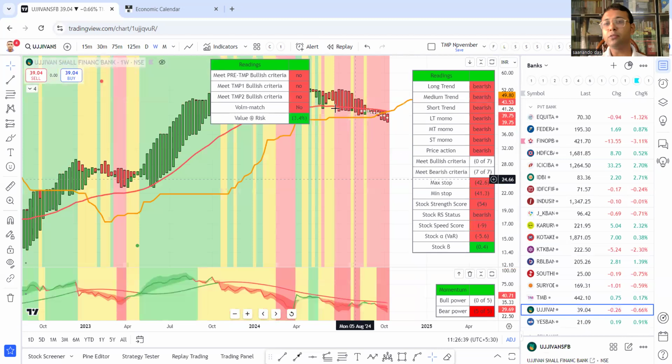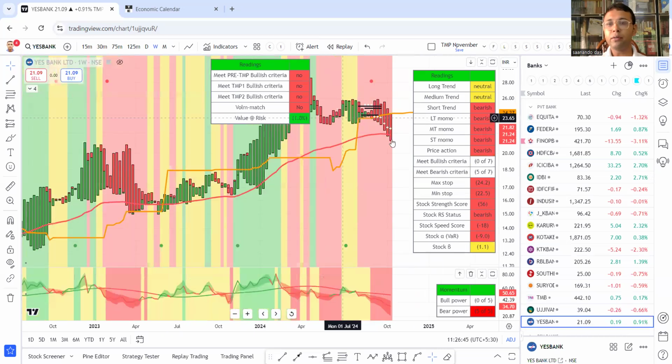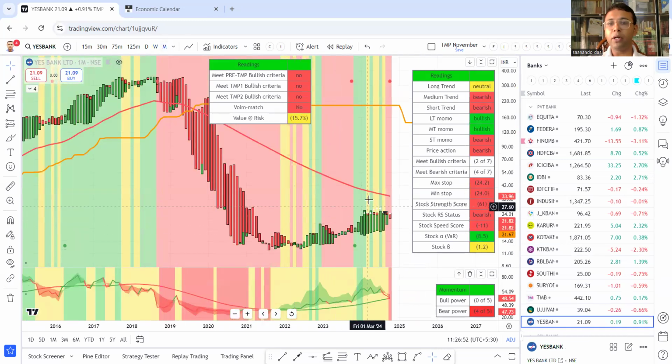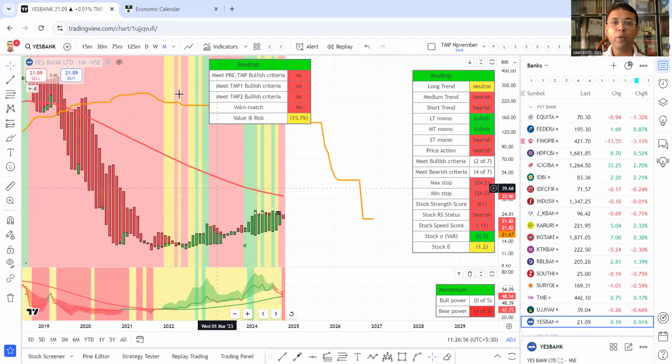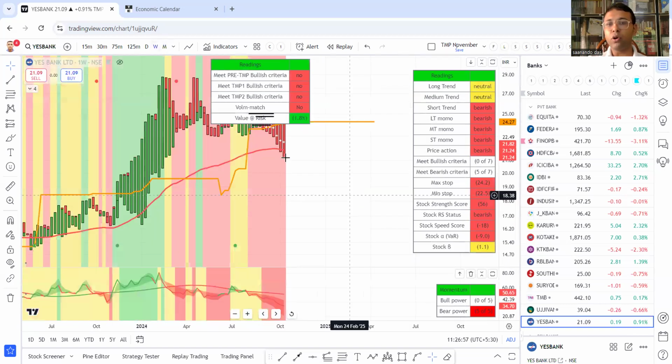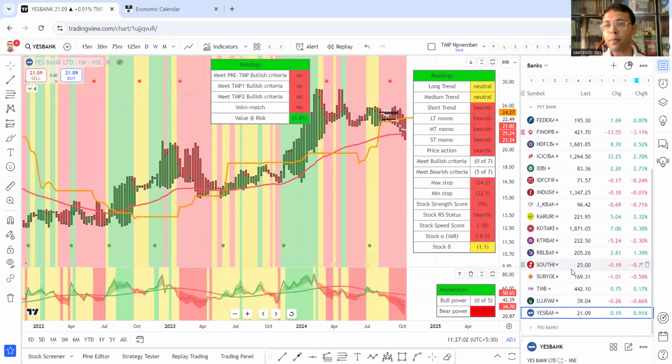Ujjivan Small Finance Bank will not go into this one. No, will not. Yes Bank will not do it. I looked for an opportunity, it did not work out. Those who remember the monthly, looking at it, there's a possibility. But we'll have to wait as long as the stock is not ready. If it's not ready, it's not ready.